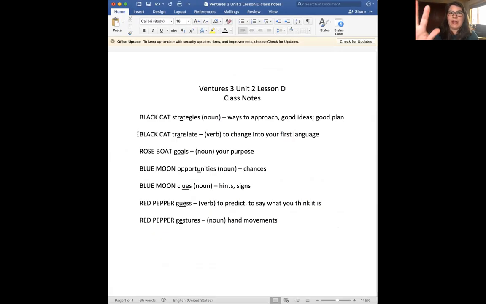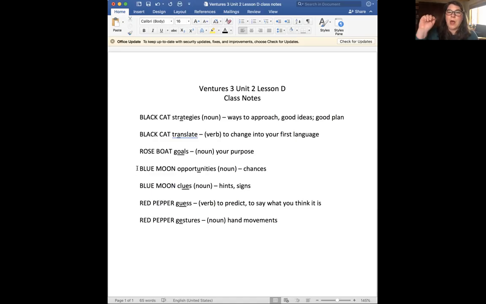This word here is black cat translate. Try it, translate. To translate is to change into your first language, right? Google Translate. Rose boat goals, goals. Goals is your purpose. Your end result. Why are you studying English? What is your goal? What do you want to achieve?